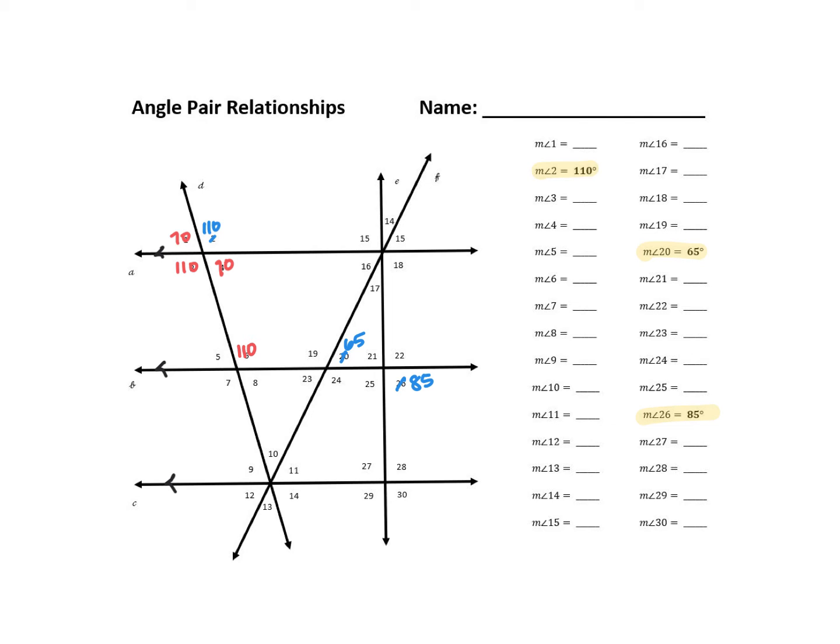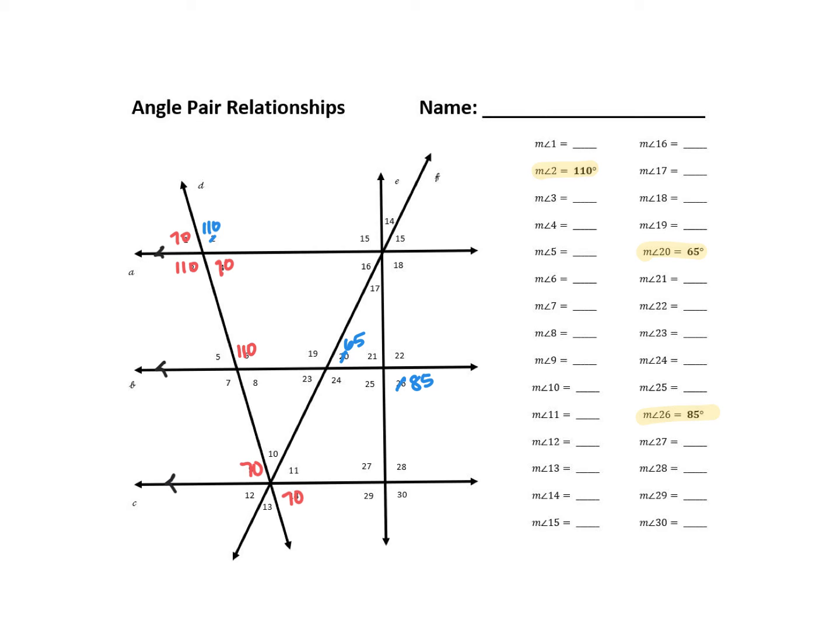Now things get a little bit tricky once we get down to angles 9, 10, 11, 12, 13, and 14. So one thing I do know is angle 9, for instance, is 70 degrees because it's corresponding with angle 1 from above. Angle 14 is 70 degrees because it's vertical. But 10, 11, 12, and 13, I know that together they would be 110, like 12 and 13 would be 110, but I'm not sure how they would be split apart.